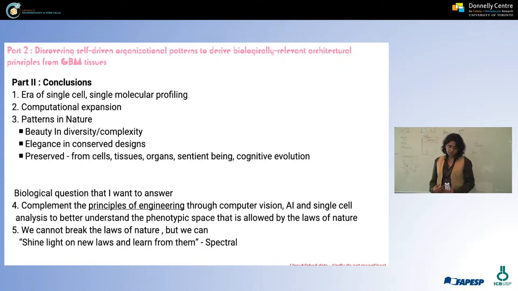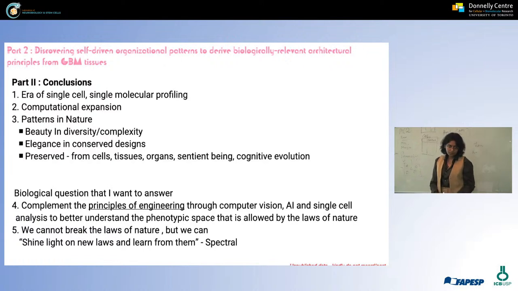So the biological question that I want to answer would be to complement the principles of engineering to computer vision, AI and single cell analysis, so that we can better understand that phenotypic space, right? And a lot of people want to answer that. So I think it's a good time for everyone to work together from all disciplines.